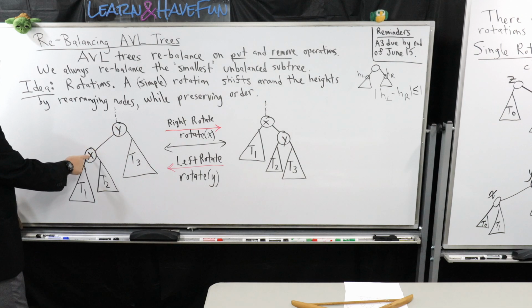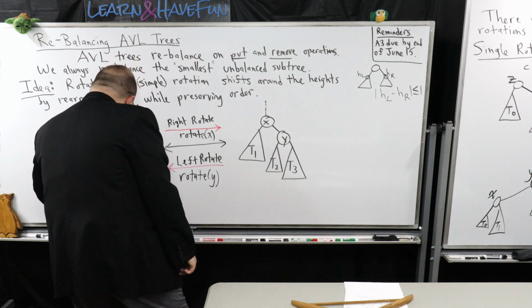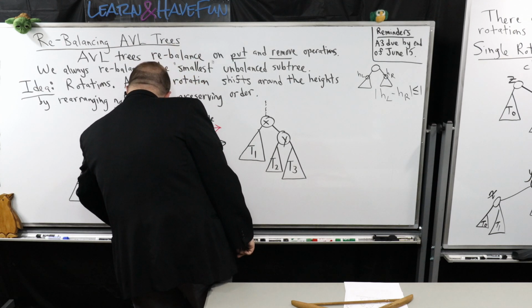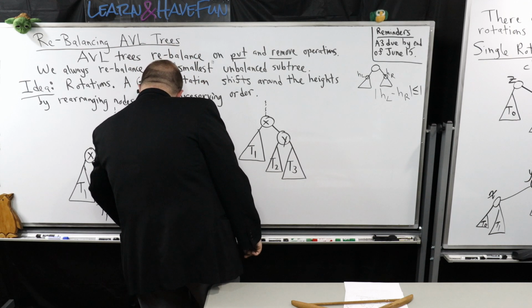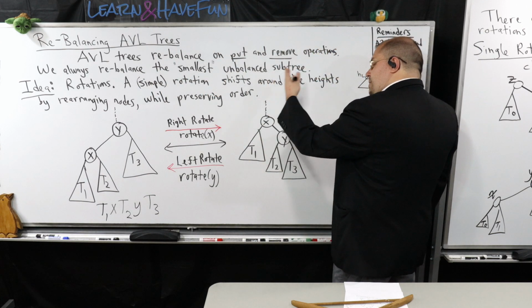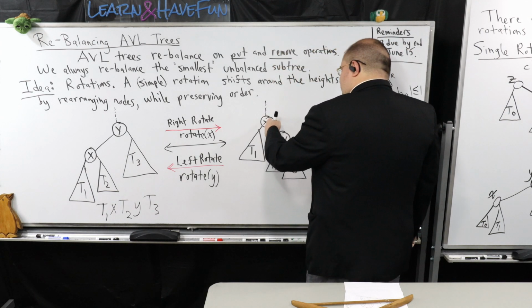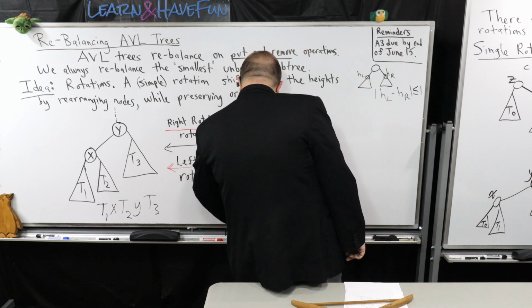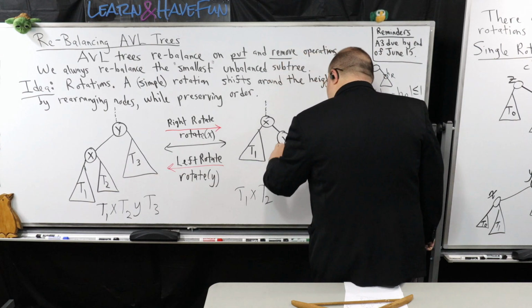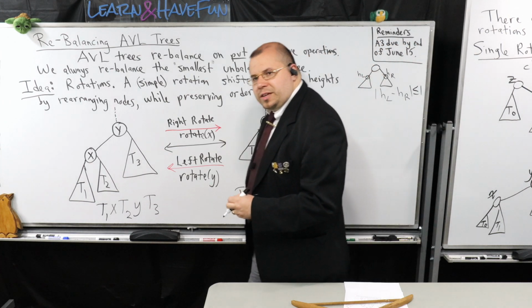If I go left, left, I get T1, I visit X, then I have T2, and then I visit Y, and then I have T3 on the right. So this is what the in-order traversal would look like here. If I do the in-order traversal on the resulting tree, what happens? I get T1, then X, then T2, then I visit Y, then I have T3. Notice it preserves the ordering of the keys.